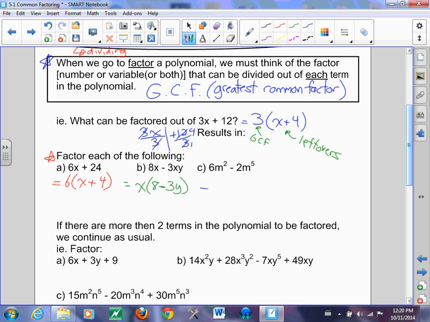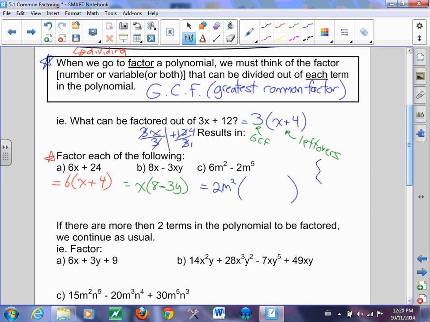Wow, C is getting a little harder. This is probably the new stuff. You probably didn't have something this difficult in grade 9. Okay, so looking at a number that goes into both 6 and 2, and you know that's 2. And now you notice that both my terms have m's in them. So you always look for the lowest power. So m squared is going to be your greatest common factor. Your leftovers are going to go in here.